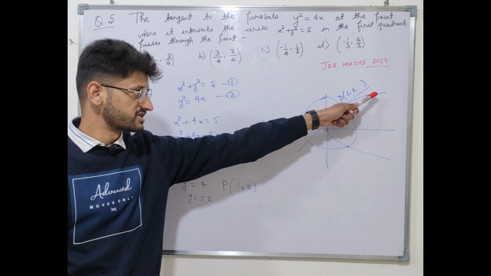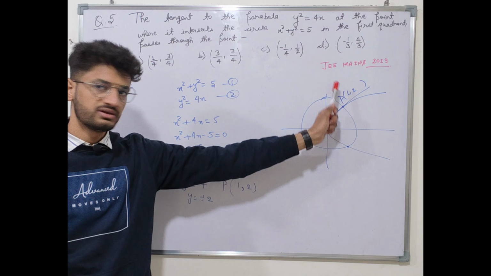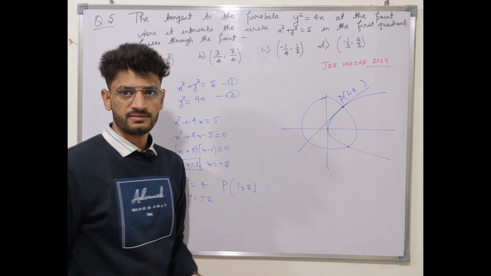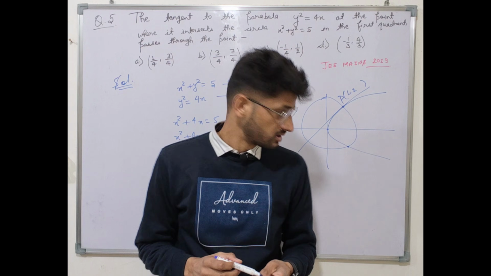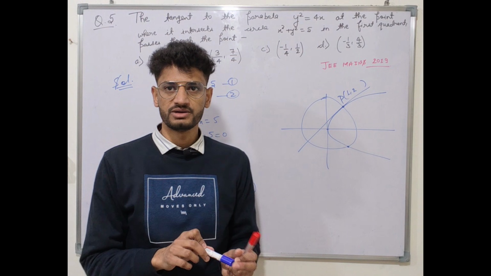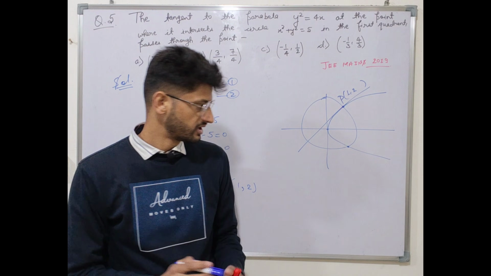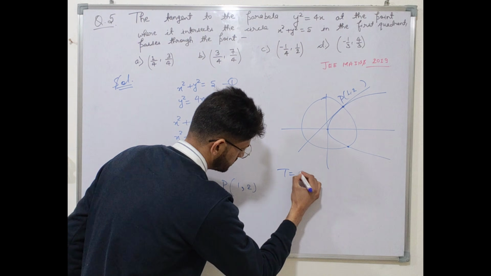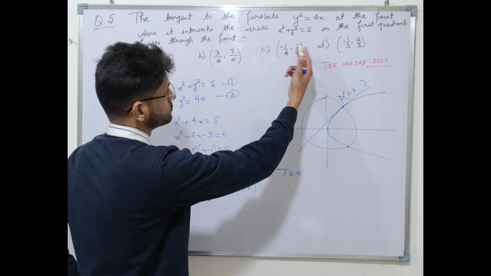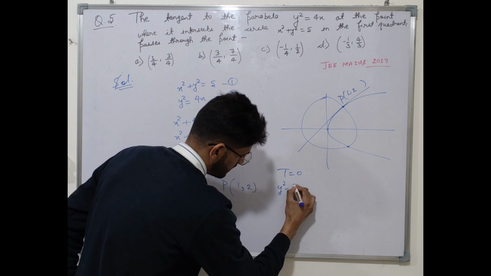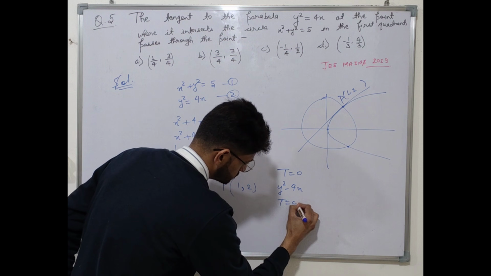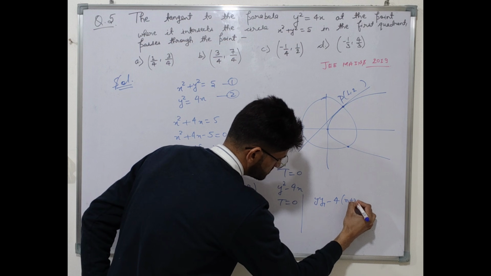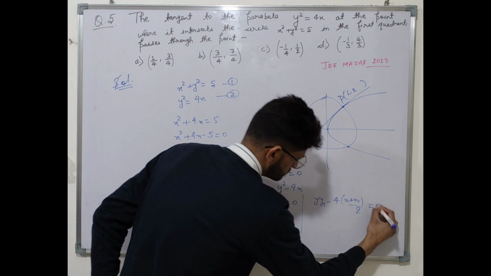Now we need to write the equation of the tangent on the parabola at point P, where P lies on the parabola itself and the coordinates are (1, 2). Since we know that if P lies on the curve, we can use the Cartesian form of tangent, T equals 0. The parabola equation is y square minus 4x, so applying T equals 0, we write y y1 minus 4 times (x plus x1) upon 2 equals 0.